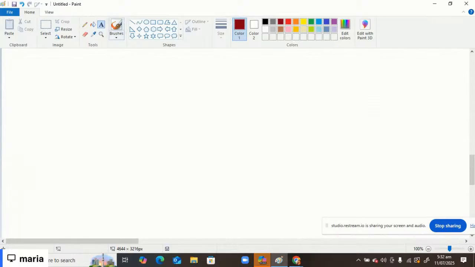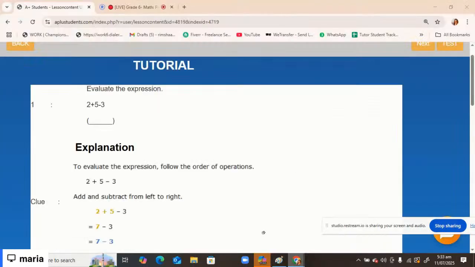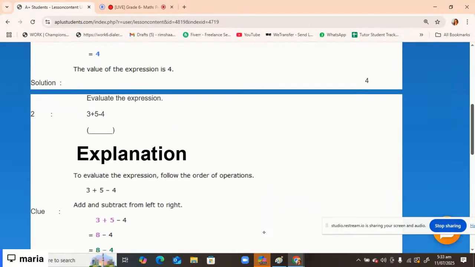If there are three values given, let's suppose 2 plus 7 minus 9. So what we do, 2 plus 7 is 9, then minus 9, which becomes 0. Now there are three operations, some adding, some subtracting, so we solve them together this way.